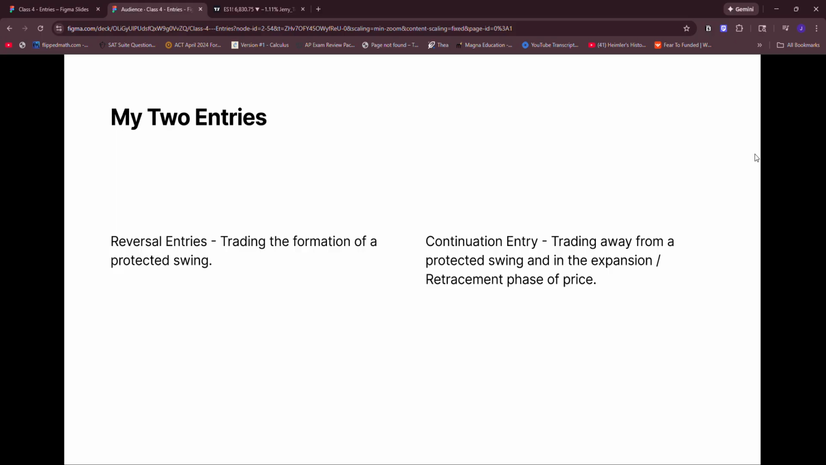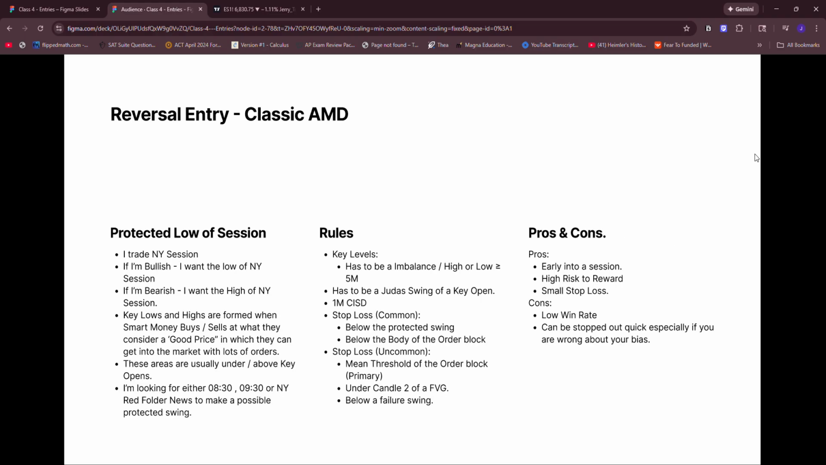In healthy expansions, we will have retracements, because markets can't expand forever. So what we need to do in order for the market to expand for a good amount of time is obviously to allow some retracements, to allow orders to be filled from imbalances, or for smart money to be able to buy at a discount when price is already rallying a lot. So that's basically a continuation entry.